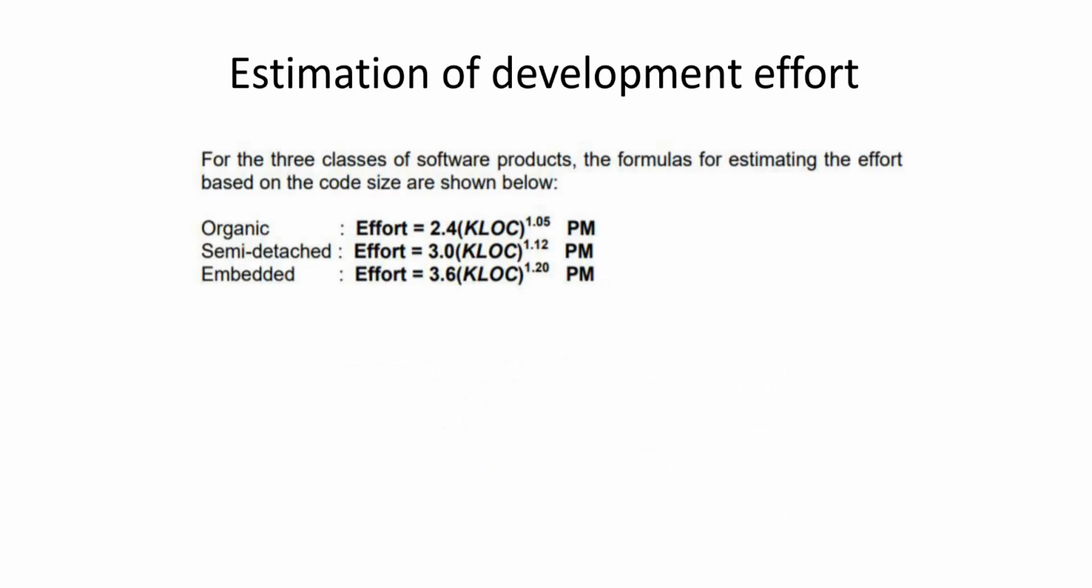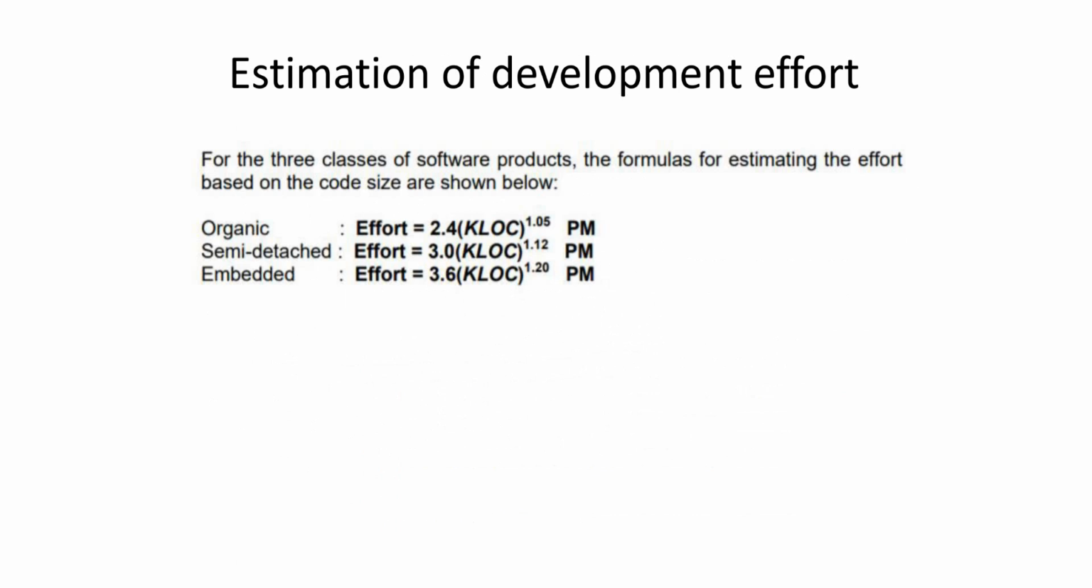The estimation of the development effort is given for all three basic types of model. If your project is organic, the formula is 2.4 times KLOC raised to 1.05, in person months. Likewise, if you have a semi-detached project, then the effort is 3.0 times KLOC raised to 1.12 as an exponent.